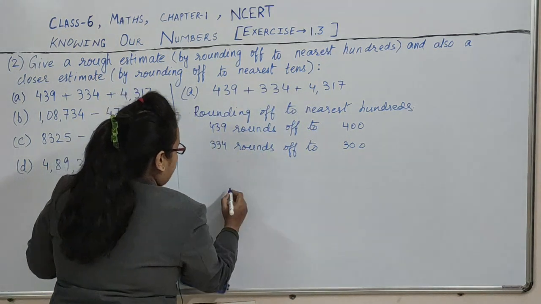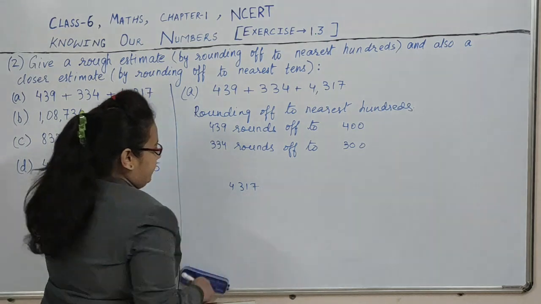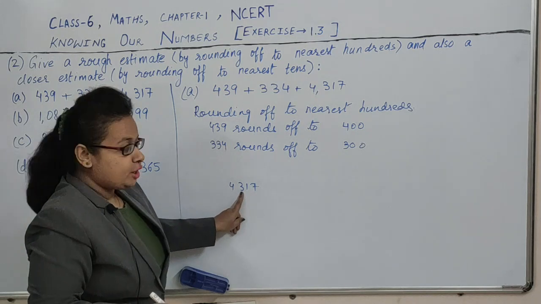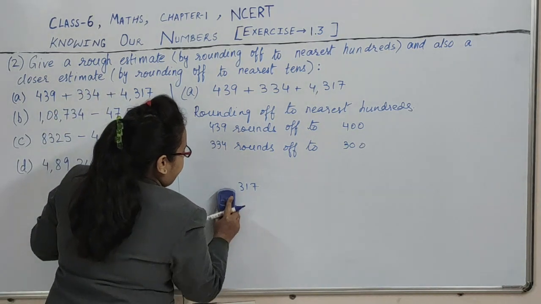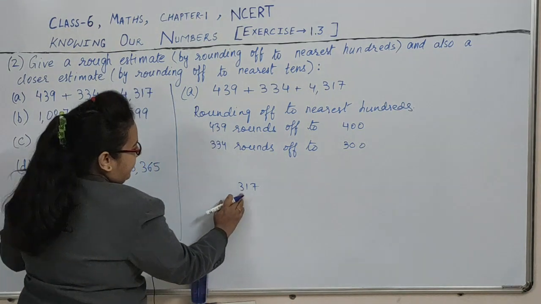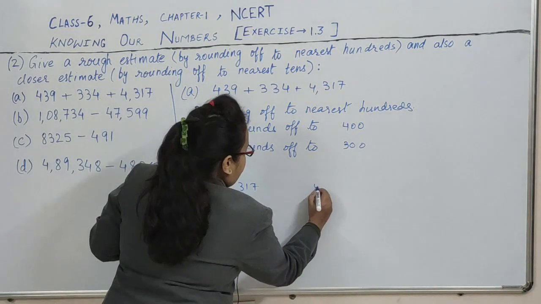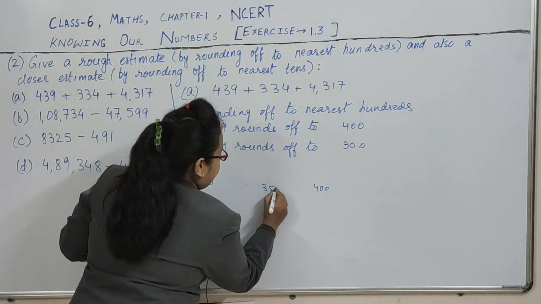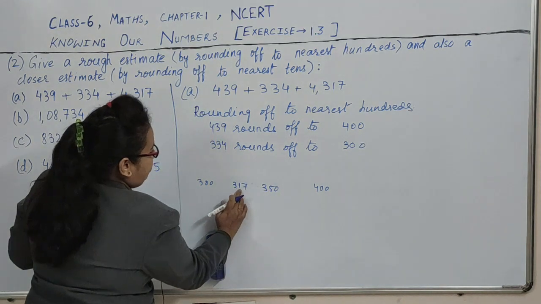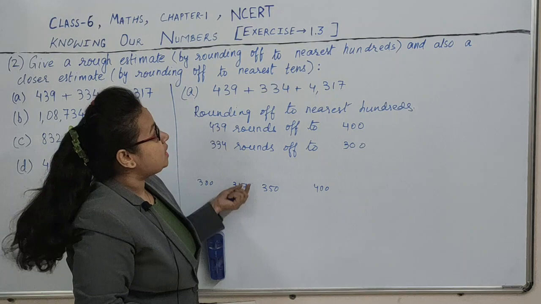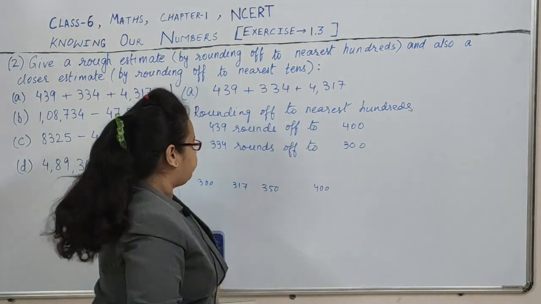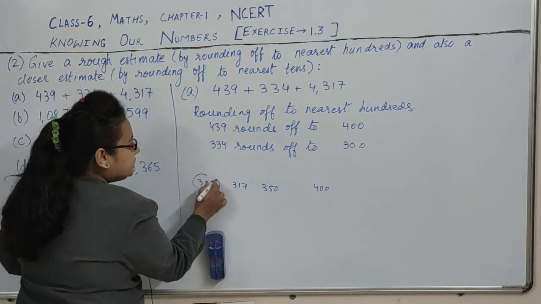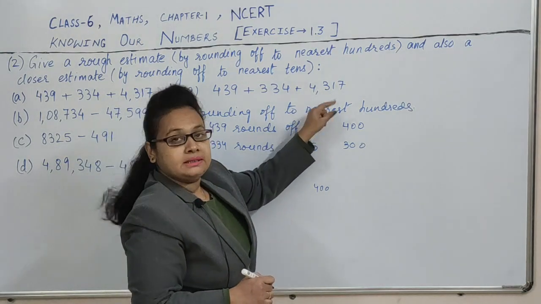Now comes 4317. Okay, what is the hundreds place? Ones, tens and hundreds. So this hundreds digit, this 3, lies between 300 and 400. The middle number for this is 350, and 317 is ones, tens and hundreds. We are taking only up to the hundreds place because we have to round off to the nearest hundreds. So this 317 is smaller than the middle number and it is closer to 300. So it will be rounded off to 300.